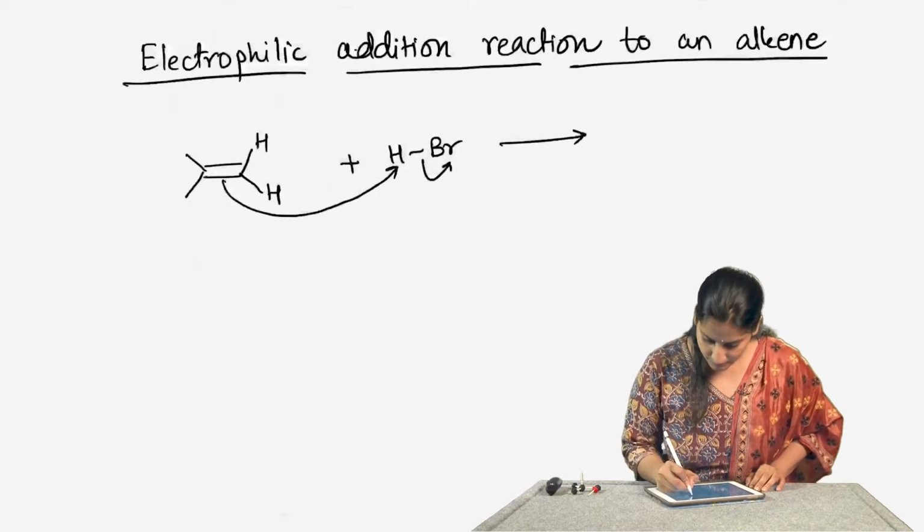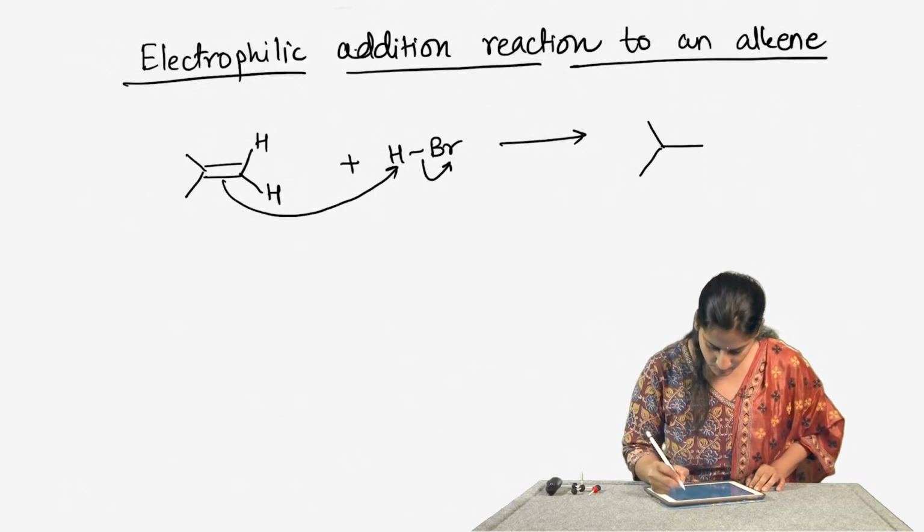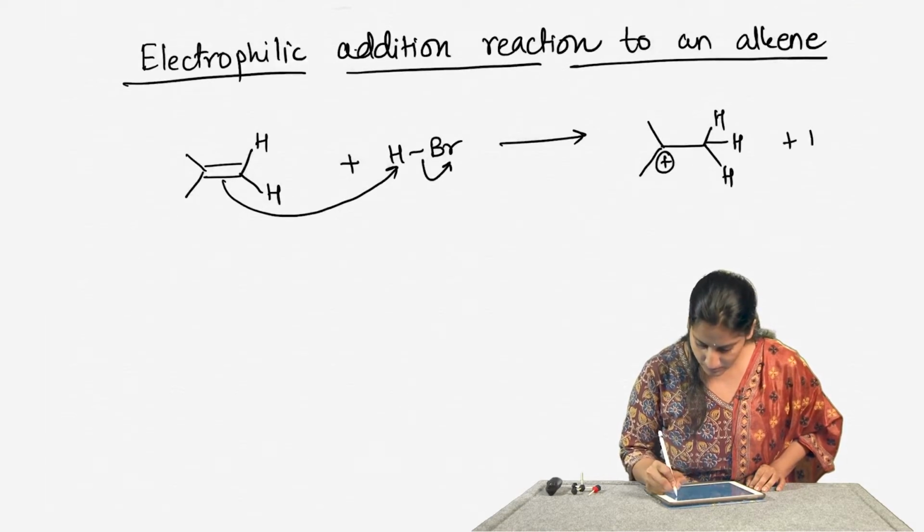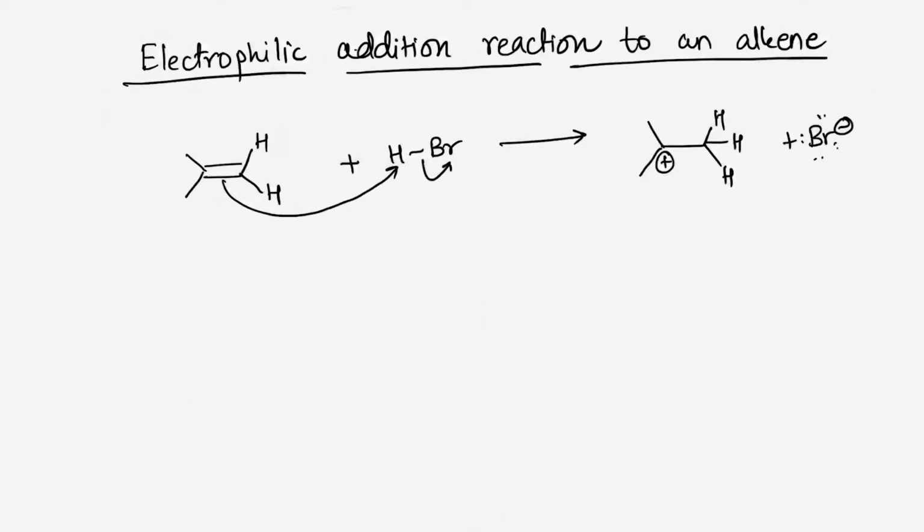So, this will give rise to a carbocation and one bromide ion, right. And we said that in the next step, this bromide ion can come and attack here on the carbocation, giving rise to the addition of HBr across the carbon-carbon double bond, right. So, that is what we have seen so far.